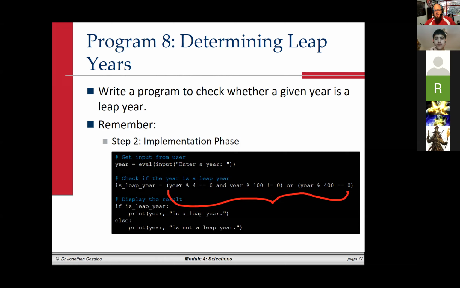So the rule was if the year is divisible by 4 and the year is not divisible by 100, which is what that shows. That's why we have not equal to 0, the mod, meaning there is a remainder. So it's divisible by 4 and not divisible by 100, then it's a leap year. Or, regardless of all of that, if the year is divisible by 400, it's a leap year. That's the actual mathematical rule for determining leap years.